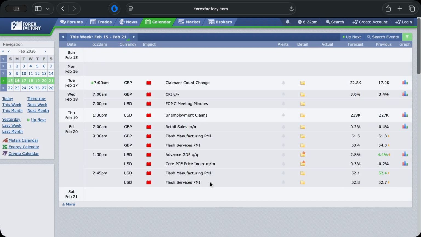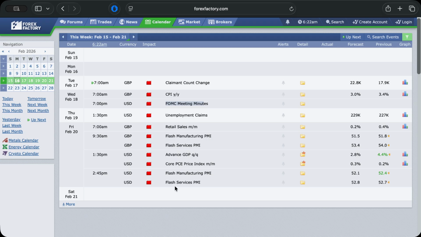Looking at Forex Factory, today's a Monday, so as expected we do not have any high impact news. Tomorrow, Tuesday, we don't have any news concerning the USD, and we do have something on the pound. And Wednesday for the pound, I think that's the most important, where we have CPI. Wednesday as well for the USD, that's where we have FOMC meeting minutes. So it will be interesting to see what the markets will do in response to that.